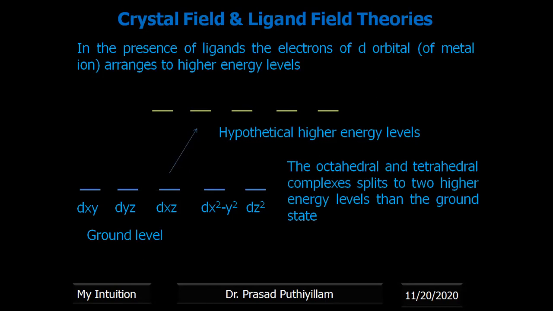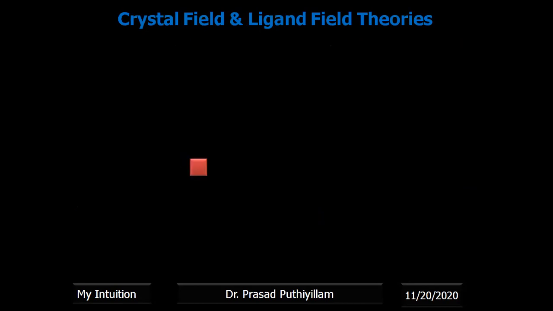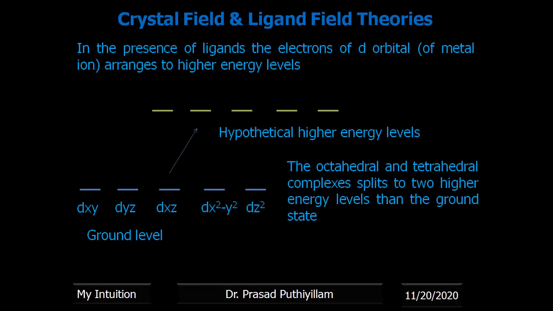Okay, therefore we can say that the octahedral and tetrahedral complexes will split into two higher energy levels than the ground state. Compared to the ground state, they have a higher energy level, but split into two, and it is not a hypothetical energy level. What we explained about octahedral and tetrahedral complexes splits into two.